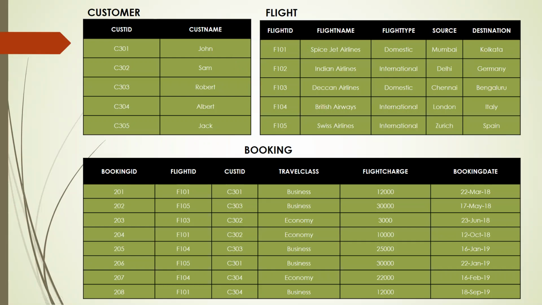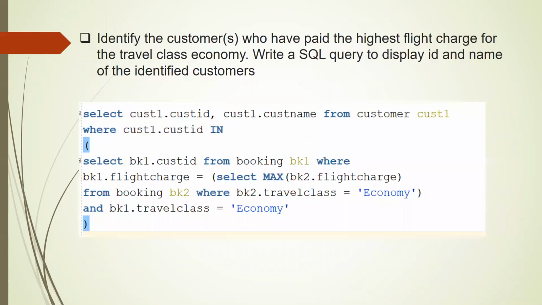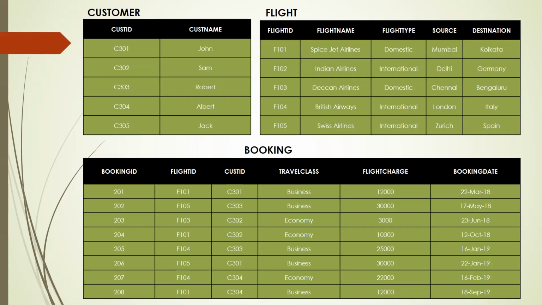So let's start with the question sets, like what kind of different scenarios we would be expecting, and I will start with a particular question. We'll go and execute and try to get the results from the SQL query. Now the question is that we need to identify the customers who have paid the highest flight charge for the travel class economy. It's very simple.